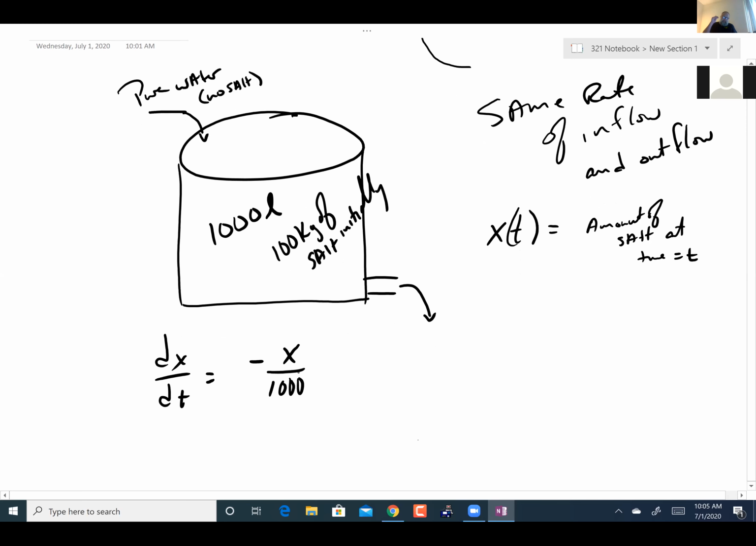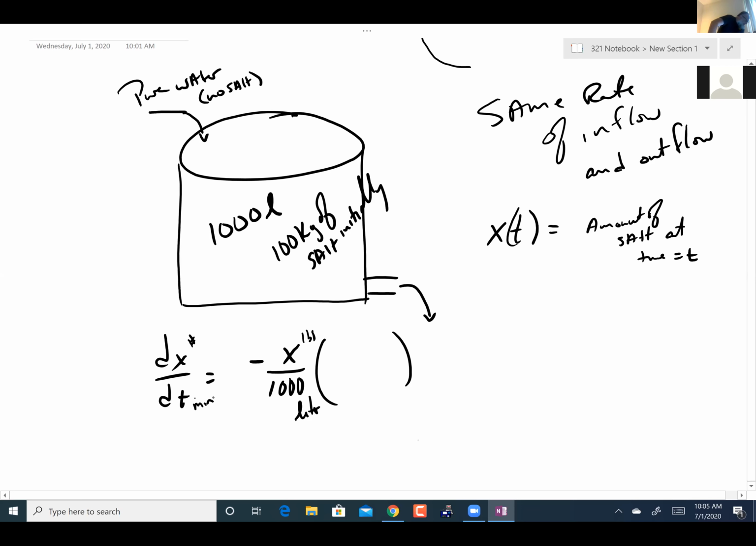There will always be x pounds of salt per 1,000 liters. That will always be true. And then it's going out at a rate. Now remember, this is in pounds per liter in this case. Well, I don't want pounds per liter. I need pounds per minute or second or hour, something with respect to time.